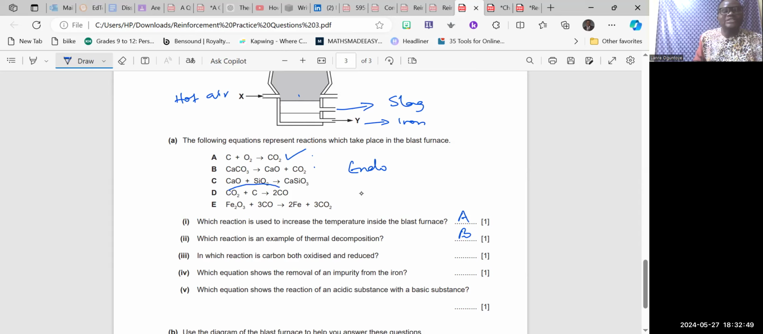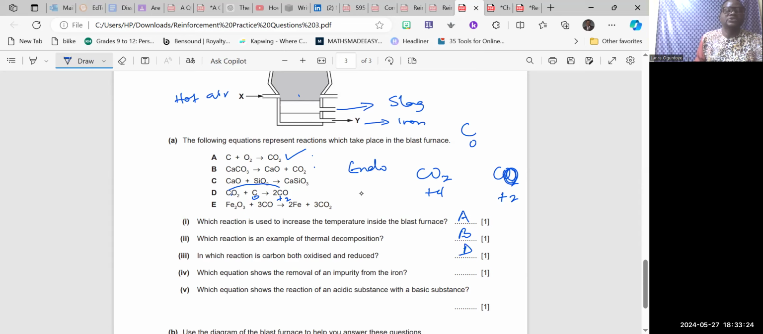What is the oxidation number of carbon in carbon dioxide? +4, right? What's the oxidation number of carbon in carbon monoxide? +2. What's the oxidation number of carbon in carbon? 0. That's why we call carbon dioxide carbon(IV) oxide. Carbon monoxide is carbon(II) oxide. Can you see that? So carbon moves from +4 to 0, and also moves to +2. It is both oxidized and reduced. Can you see that? The answer is what? Is it C?